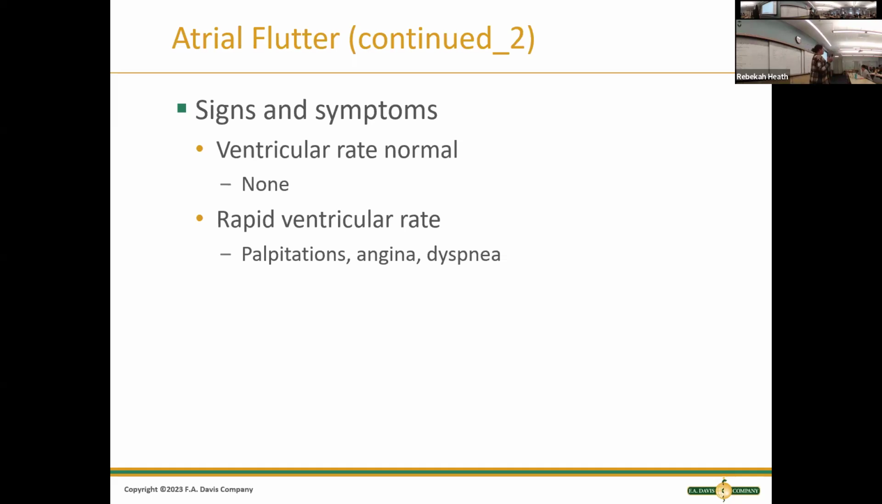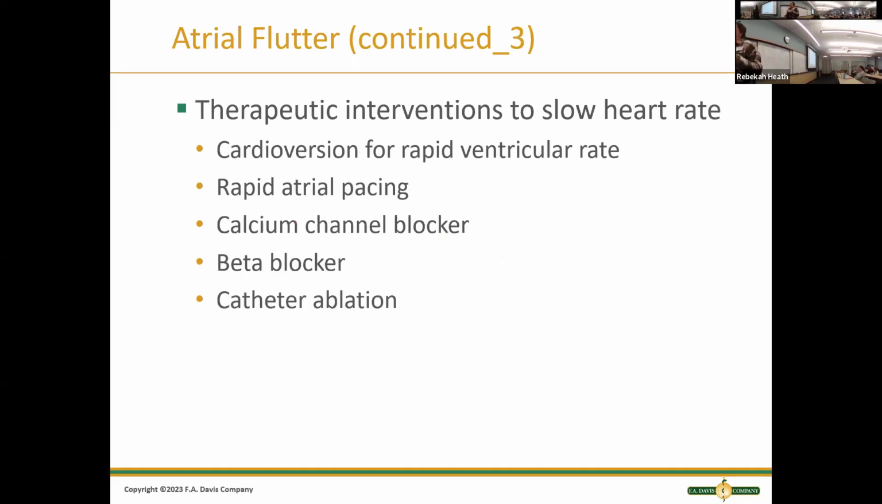But you can have atrial flutter that's like 190. Well, that'd be pretty hard. But usually it's not that high. Usually 120, 140, something like that. They might have some palpitations and not feel very good, so we're going to treat them. If they're going too fast, we might do cardioversion.